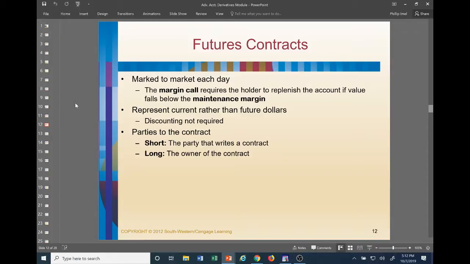Forward contracts represent cash amounts settled only at delivery and therefore represent future amounts that must be discounted to yield a current present value. However, futures prices are marked to market each day. At the close of each trading day, a new futures price or settlement price is established. Therefore, the futures price represents a current versus future value and no discounting is necessary. This new futures price is used to compute the gain or loss on the contract over time. Now, the party that has written a futures contract is said to be short, and the party that owns the contract is said to be long.